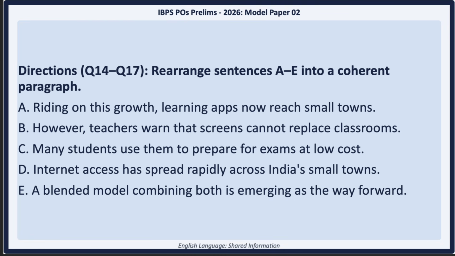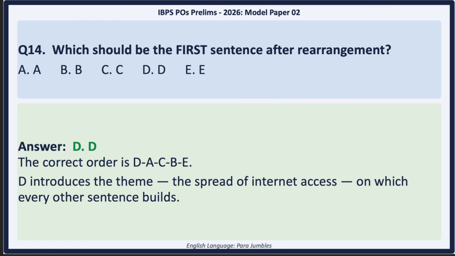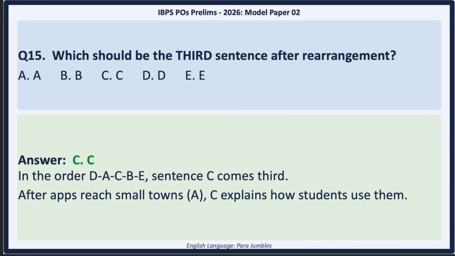Okay, looking at the options, sentence D says, internet access has spread rapidly across India's small towns. That doesn't need any prior information. Correct. So for question 14, which asks for the topic sentence, the correct choice is D. It establishes the baseline theme. Okay, so D is first. Then what? You follow the logical breadcrumbs. What happens because internet access spread? Sentence A says, building on this growth, learning apps now reach small towns. Yes, A builds on D.